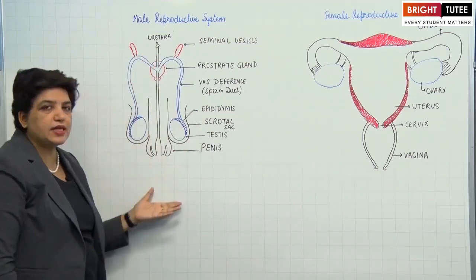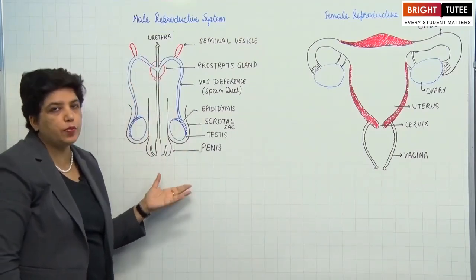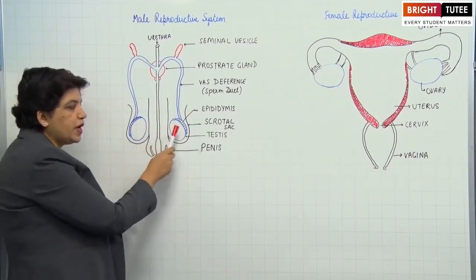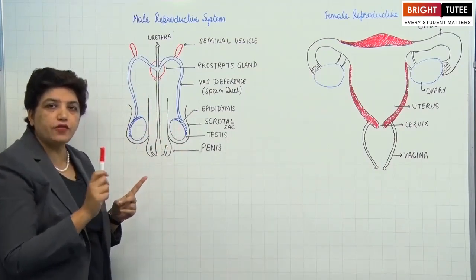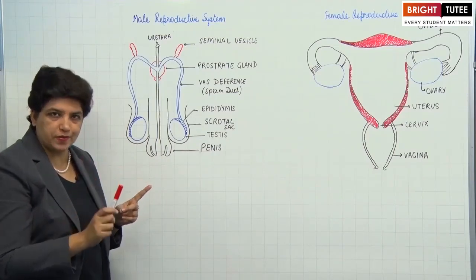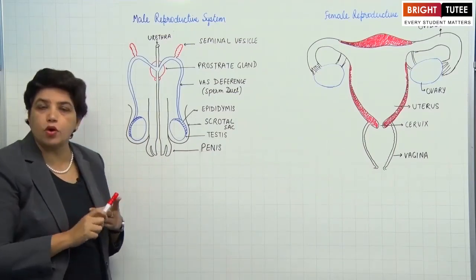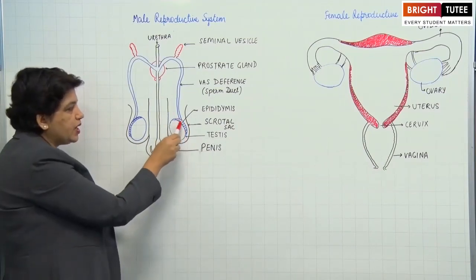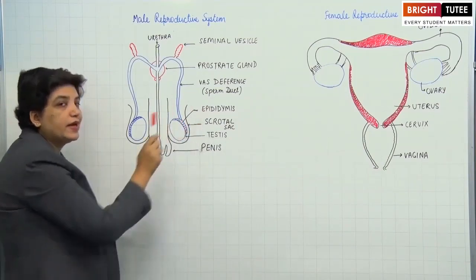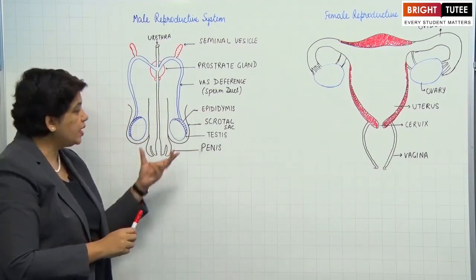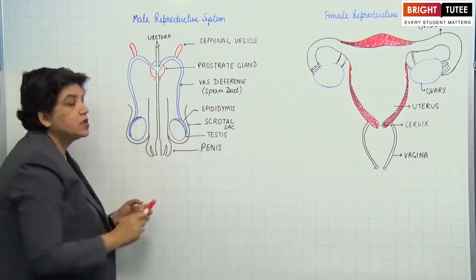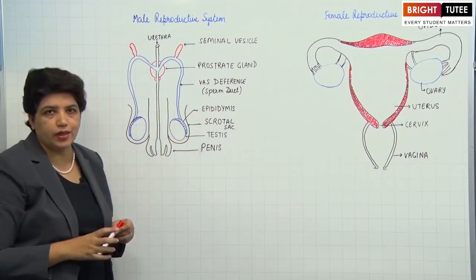So this is in detail about the male reproductive system. I'll just repeat it once again. A pair of testes makes the male gamete, that is the sperm cell. It also produces a hormone called testosterone. The sperms are then temporarily stored in this coiled tube called the epididymis. These testes are in the bag-like structure called the scrotal sac or the scrotum.